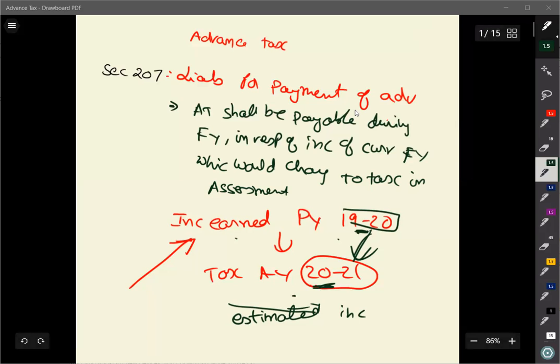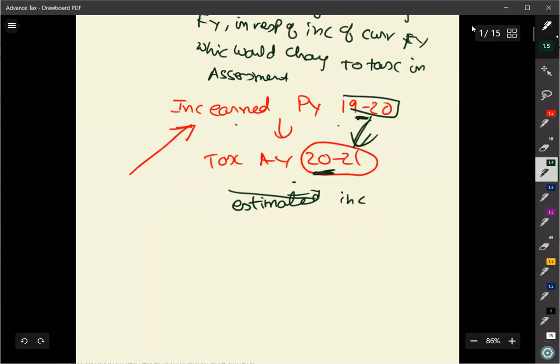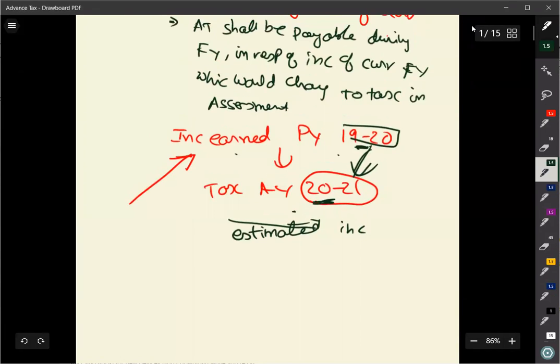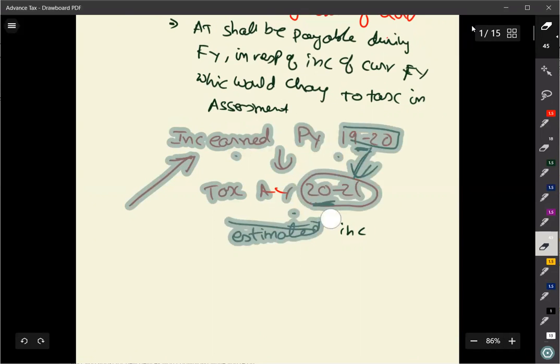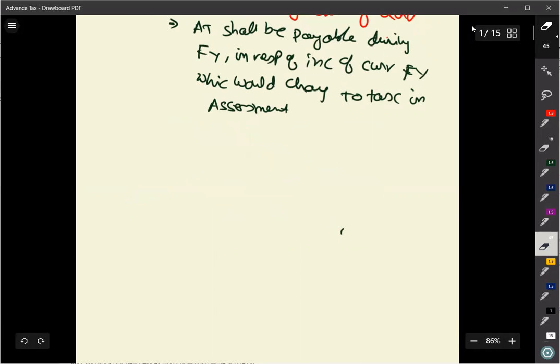Now, we have got clarity regarding what advance tax is. Now, what we need to understand is to whom advance tax is applicable. That is the most important point which we are supposed to consider. Now, the applicability of advance tax, let us try to understand.